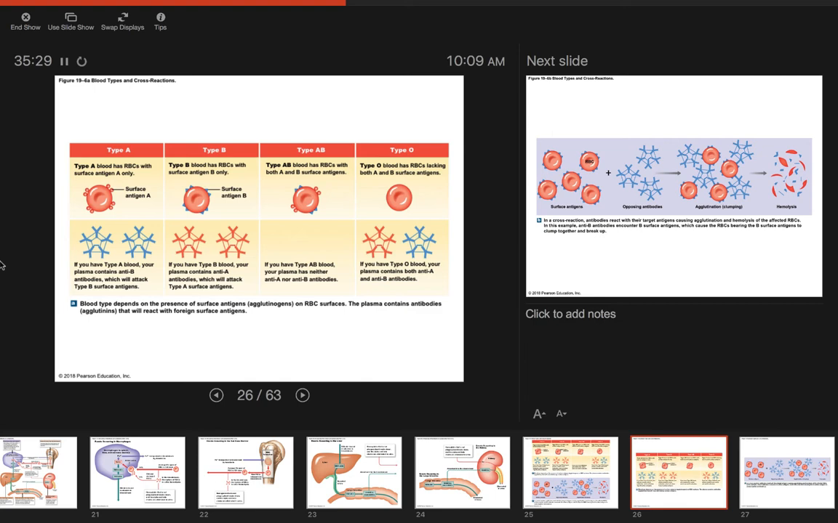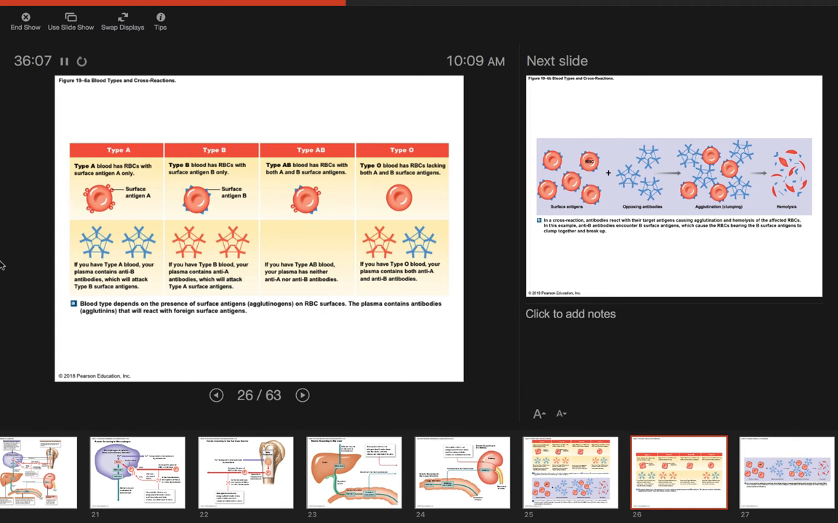Okay? A person that's type AB is not going to have any antibodies in their plasma. They have the A antigen and the B antigen. What would happen if this person had the A antibody? The A antibody would attack its own cell, right? What if it had the B antibody? The B antibody would attack its own cell. So a person that's type AB cannot have any antibodies in their serum.